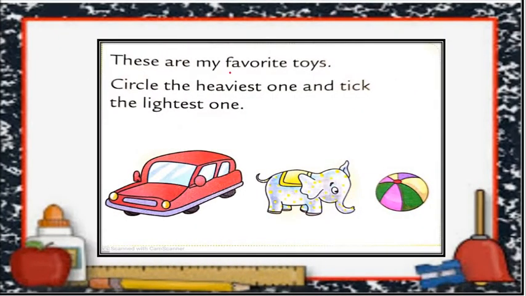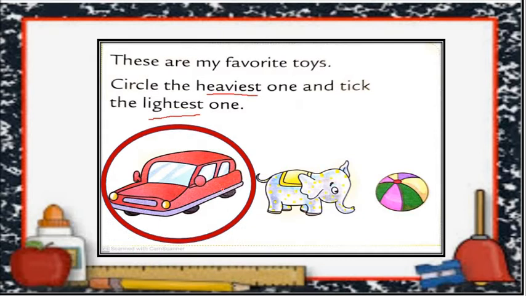These are my favorite toys. Circle the heaviest one, tick the lightest one. By observing this, we can say that this is the heaviest one. So make a circle around it. This one is the lightest one. So make a tick mark on it.